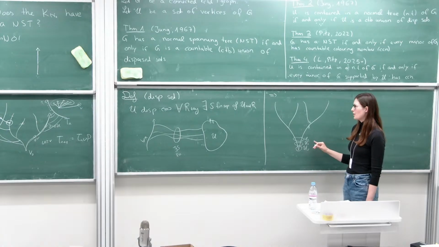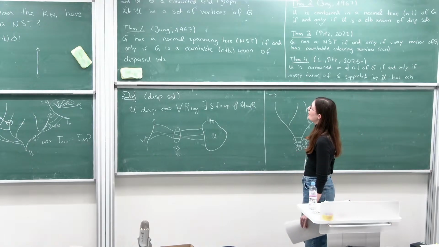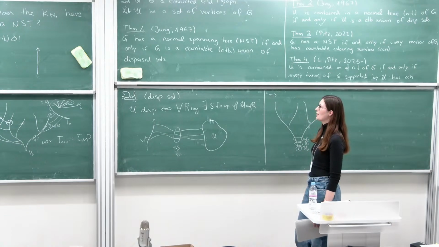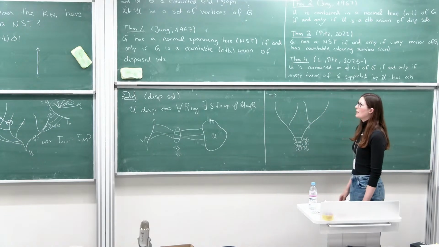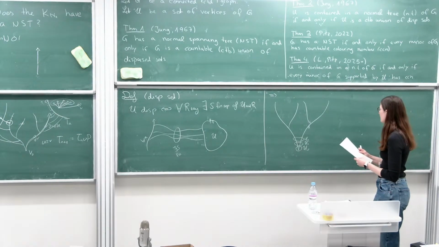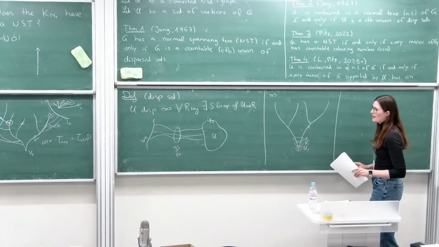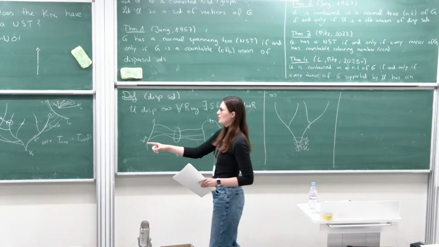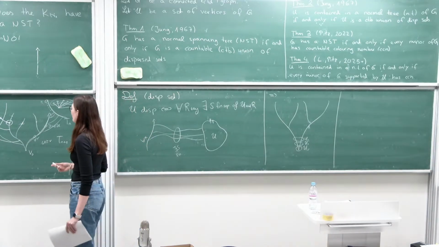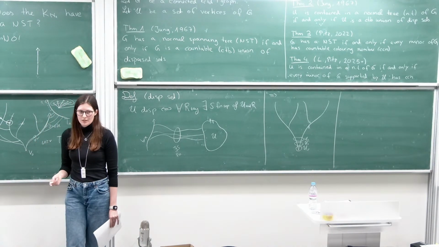But I would like to skip the proof of that. But this is the idea. And for the other direction, I want to again construct a normal spanning tree. So let's suppose that our graph is a countable union of dispersed sets. And the reason why I showed you this proof before is that you will notice that the idea of how we find normal spanning trees will not be too different.